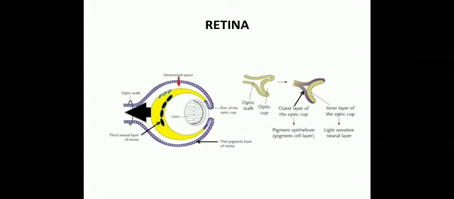So, here we can see the outer layer of the optic cup that is going to give rise to the pigment epithelium or the pigment cell layer, and the inner layer of the optic cup, that is the light sensitive neural layer, is derived from this inner layer.